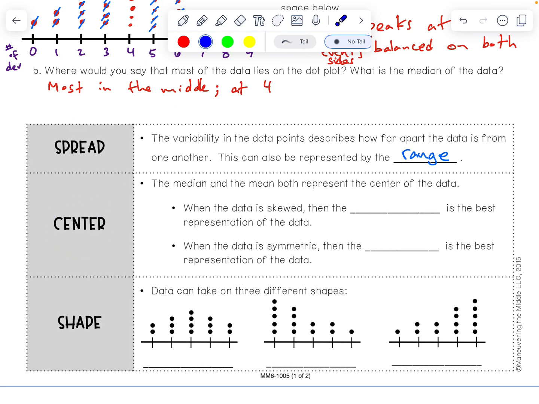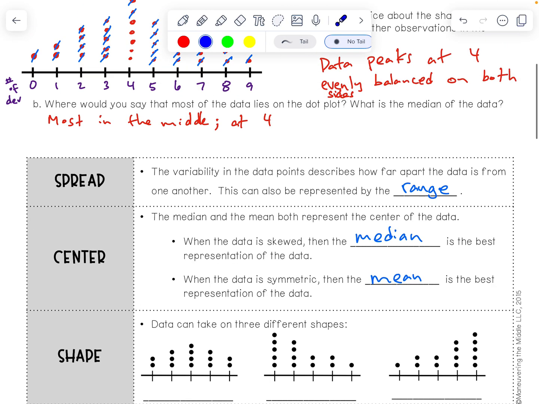The center of data, let's talk about the center. The median and the mean both represent the center of data. When the data is skewed, then the median is the best representation of data. When the data is symmetric, then the mean is the best representation of data. So what do we mean by symmetric? Well, let's look below.